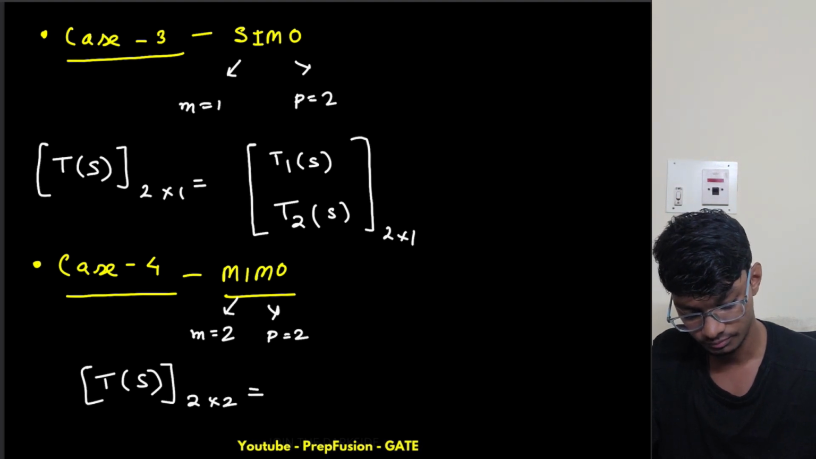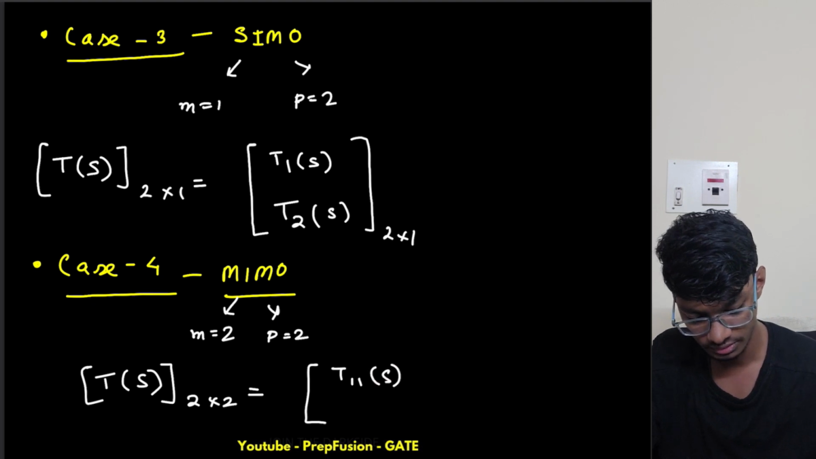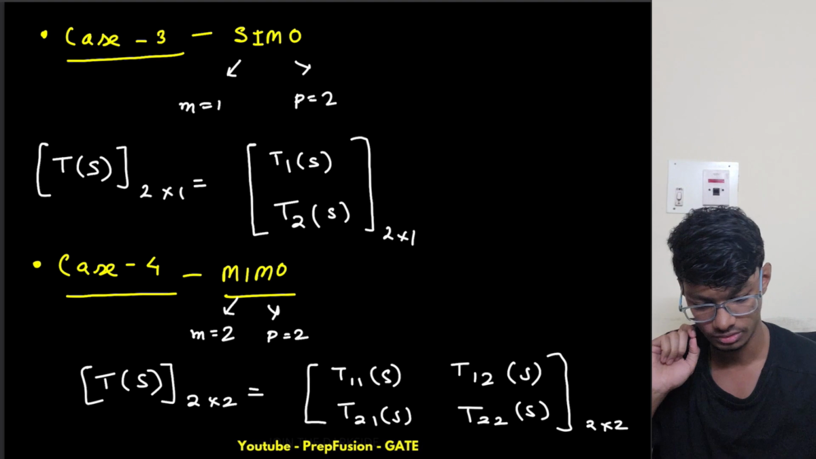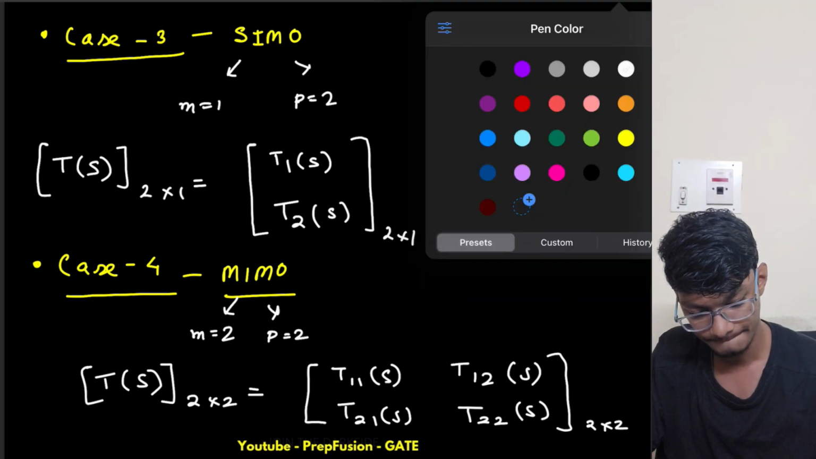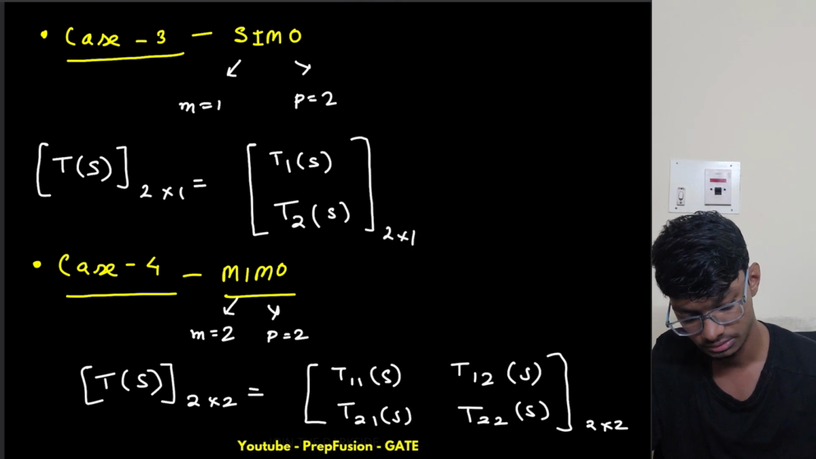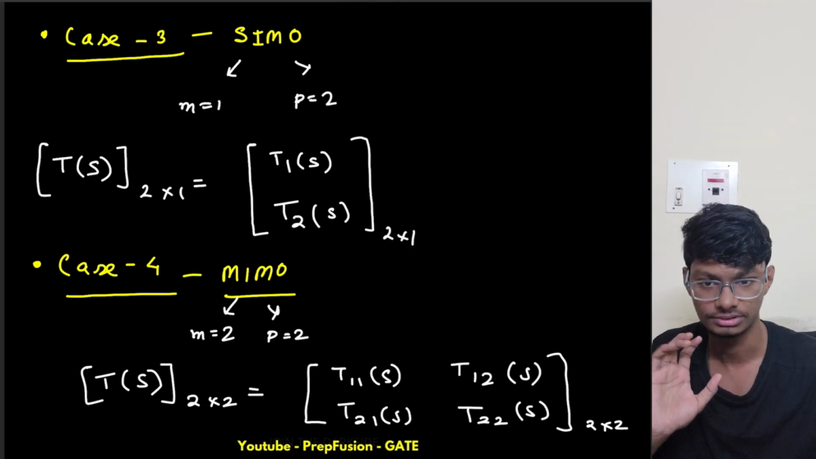2 cross 2, input over output. I will name this like this: T1 of s, first row, second column T12 of s, T21 of s, and T2 of s. Okay, and this is 2 cross 2. So this is simply a rectangular matrix, right? We can call it a rectangular matrix.